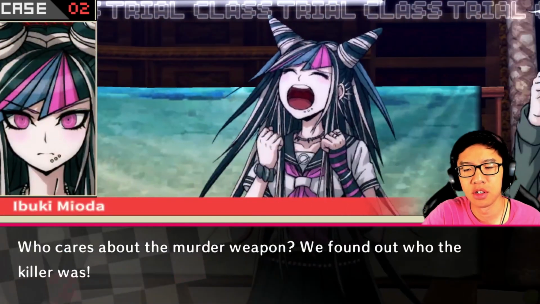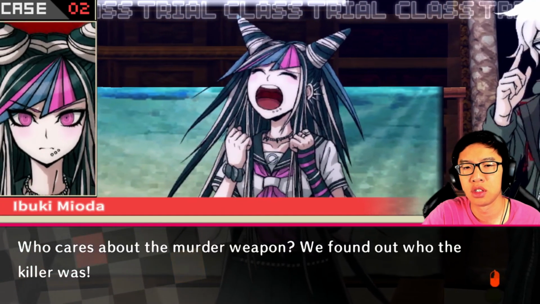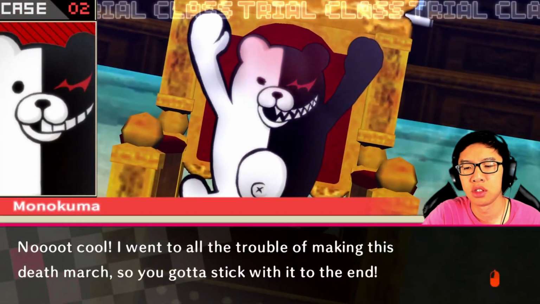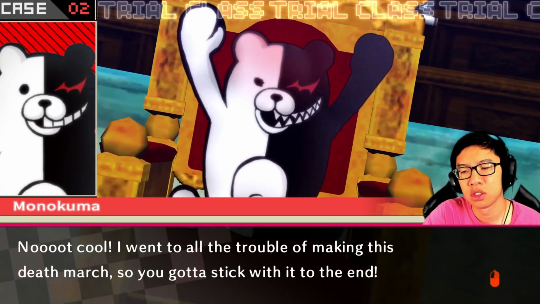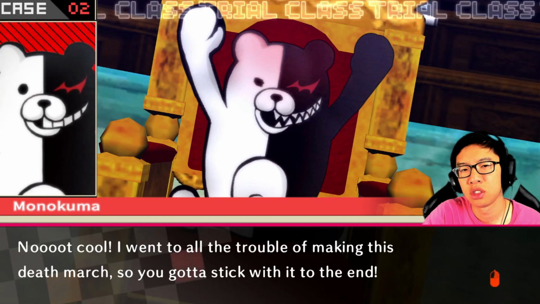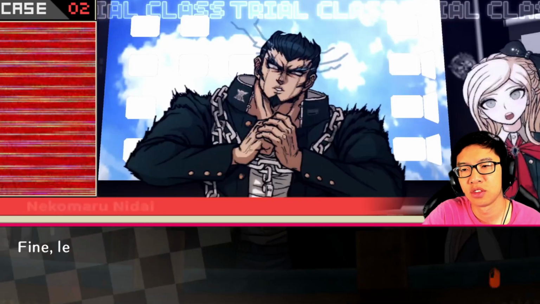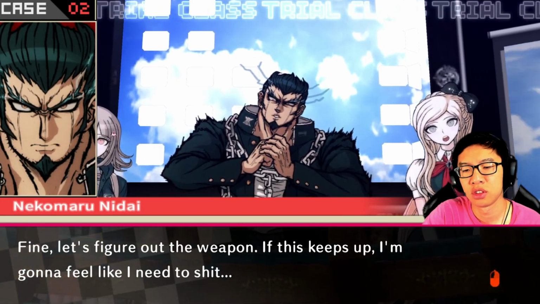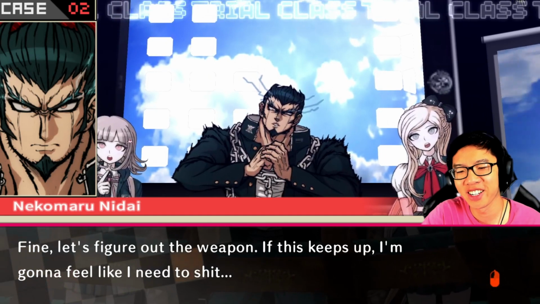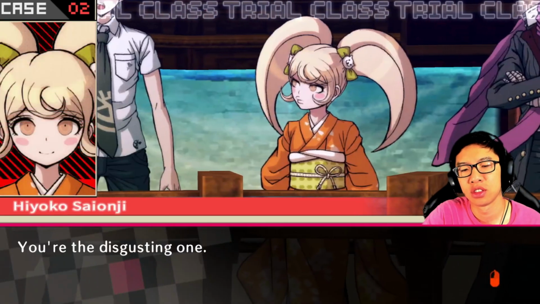Murder weapon? Who cares about the murder weapon? We found out who the killer was. Not cool! I went to all the trouble of making this death march, so you gotta stick with it to the end! What the heck? You're so annoying! Fine. Let's figure out the weapon. If this keeps up, I'm gonna feel like I need to shit. Not again. Which means I'll feel disgusting. You're the disgusting one.